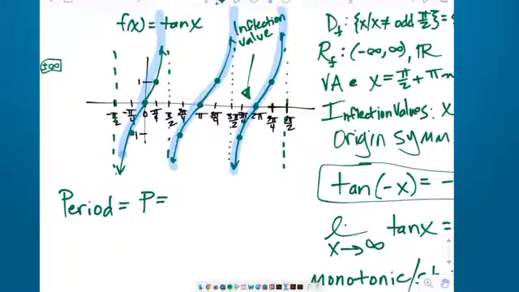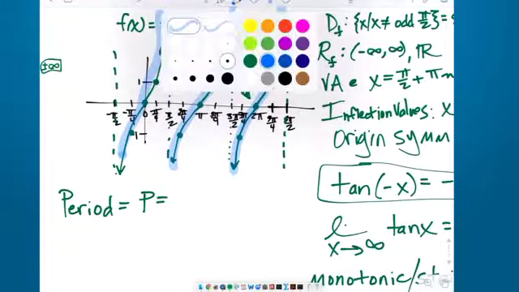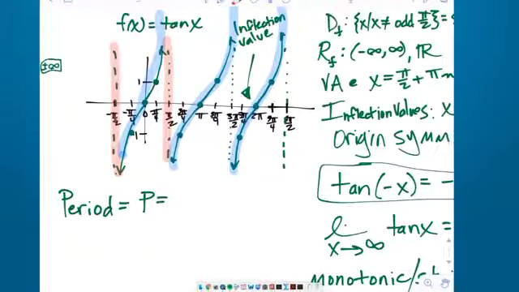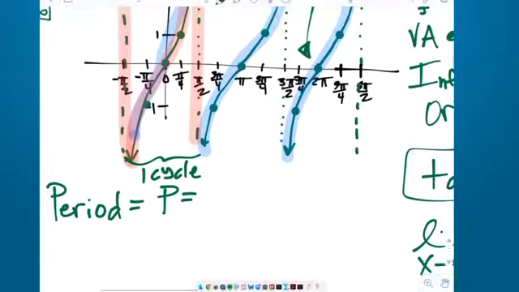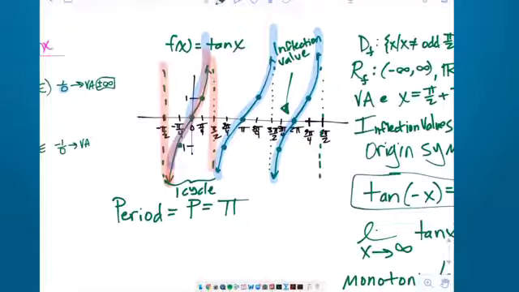So it looks like one cycle of tangent would be between vertical asymptotes, right? Because between the next set of vertical asymptotes, the graph repeats itself. So that should be one cycle, right there. One cycle between vertical asymptotes. How far is it between vertical asymptotes? Pi. So guess what the period is? Pi. And that's different than sine or cosine.